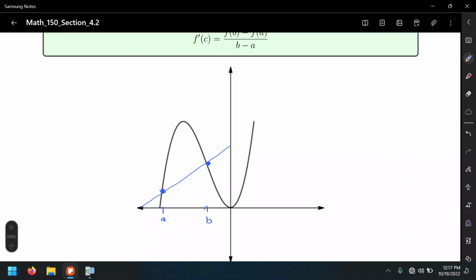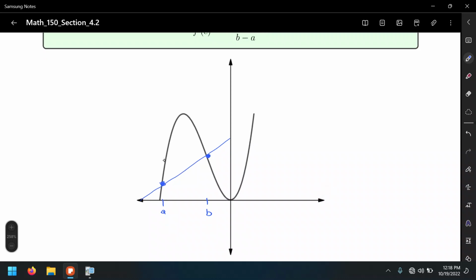So somewhere in between A and B, there has to be a value of C for which we can draw a tangent line having the exact steepness, the exact slope, as the line that we get when we use 2 points, that is a secant line. Well, could it be at this point? Well, no, in this case the slopes are not the same. So we need to find that point.